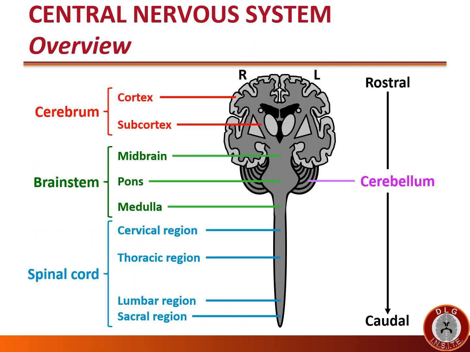The central nervous system consists of 4 main components. Going from rostral, the top, to the caudal bottom, they are the cerebrum, the brainstem, the cerebellum, and the spinal cord. The cerebrum consists of 2 components, the cortex and subcortex. The brainstem consists of 3 components, midbrain, pons, and medulla. The word pons in Latin comes from the word for bridge, so it is in between the midbrain and the medulla. The cerebellum is behind, dorsal to the brainstem, and inferior to or caudal to the cerebrum. The spinal cord consists of 4 main regions: cervical, thoracic, lumbar, and sacral.